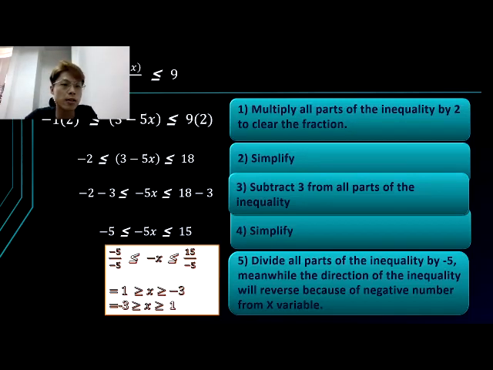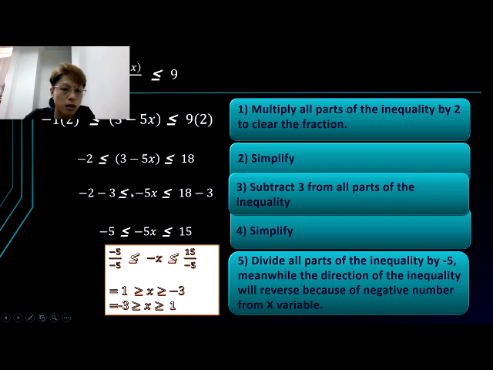So our question is -1 ≤ (3 - 5x)/2 ≤ 9. First we have to move out the 2. The division by 2 we have to move to both sides, left and right. So in the first line it is -1 multiplied by 2 ≤ 3 - 5x ≤ 9 multiplied by 2. The second step, you just simplify it.